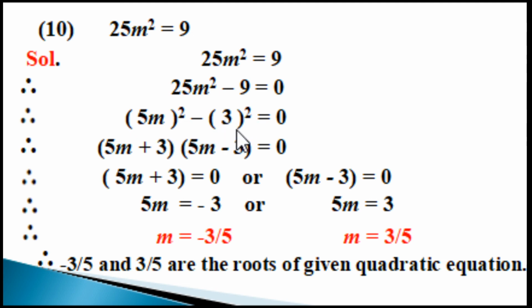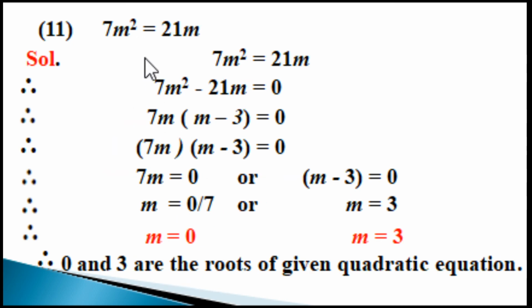Therefore, we have to use the formula a square minus b square is equal to a plus b in one bracket, a minus b in another bracket. So we get 5m plus 3 is equal to 0, 5m is equal to minus 3 and m is equal to minus 3 upon 5. Here we get 5m minus 3 is equal to 0, 5m is equal to 3 and m is equal to 3 upon 5. So minus 3 upon 5 and 3 upon 5 are the roots of the given quadratic equation.